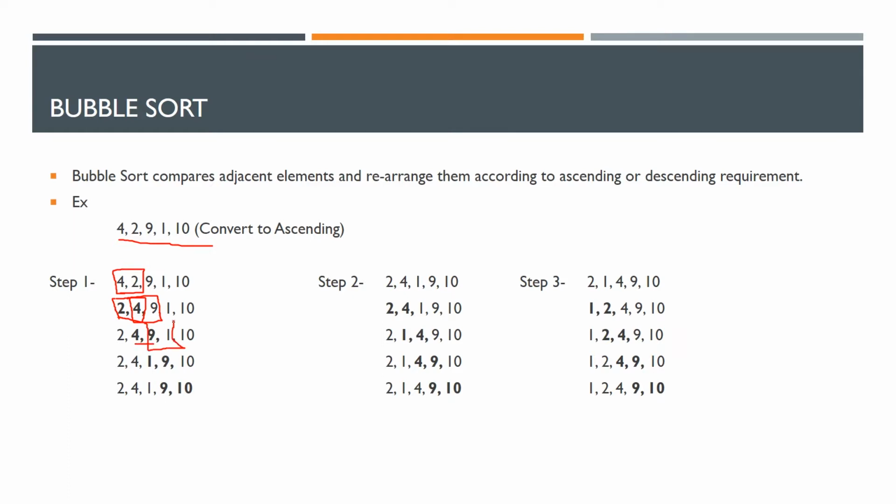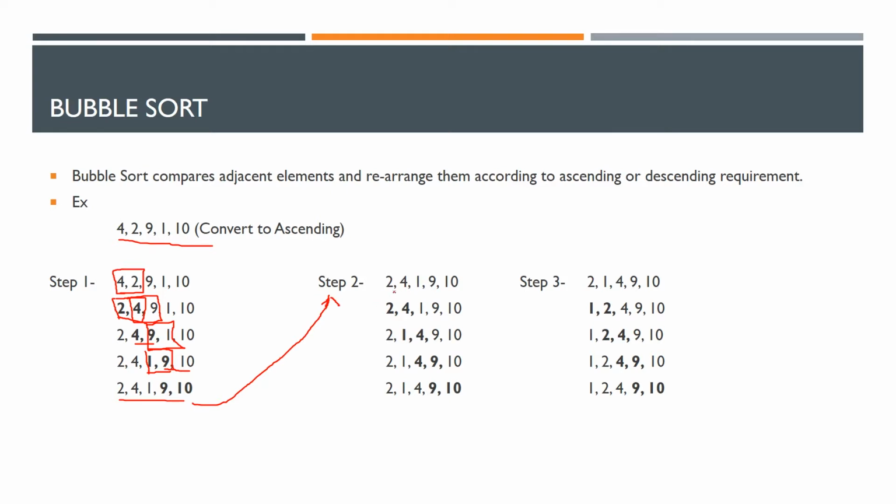Then we will take a look at 9 and 1. Are they in ascending order? No, they are not. So we'll rearrange them, that is 1 and 9. Then we'll take a look at the next two elements, that is 9 and 10. Are they in ascending order? Yes. So we'll keep them as they are. At the end of this step, we can see that all the elements are not arranged in ascending order. The output of step 1 will be given as input to step 2.